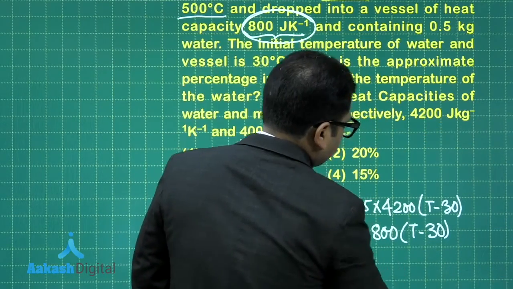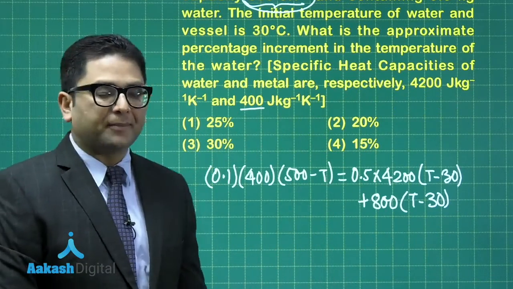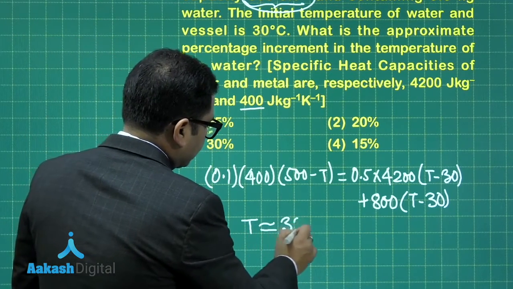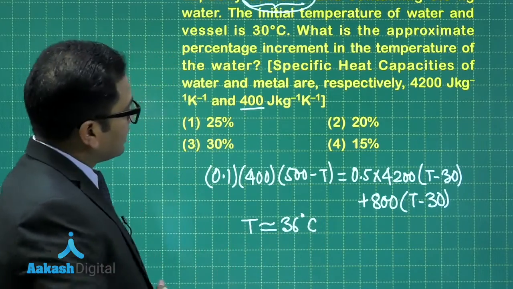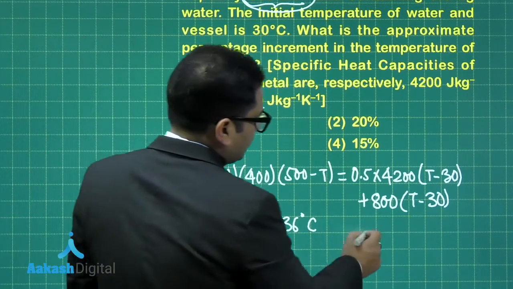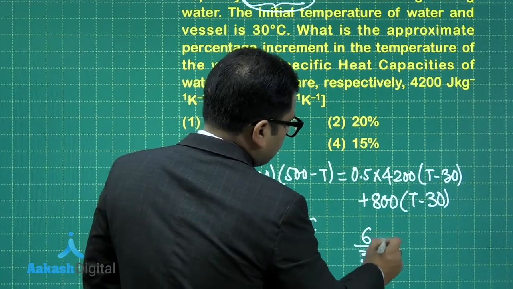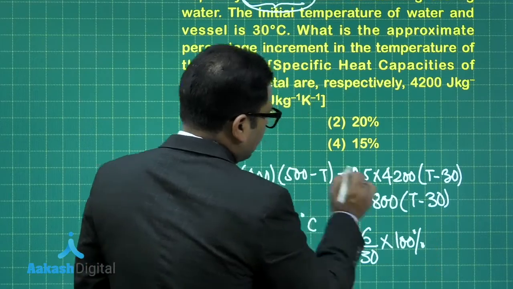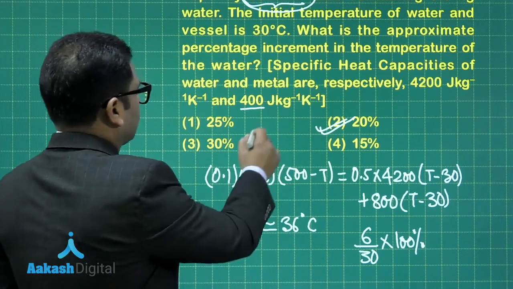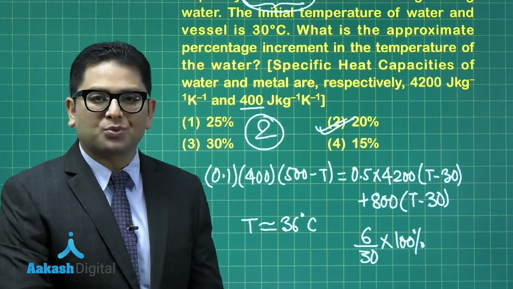So this basically has given us the heat lost by one party is equal to the heat gained by the other party. You calculate it, the temperature value comes very close to 36 degrees centigrade. But the question has demanded us the percentage increment. So here percentage increment can be calculated by 36 minus 30, that's 6, divided by 30 multiplied by 100%. That is the required parameter, which comes to 20%. So yes, the correct option for this question is option number 2. Let's move to the next one now.